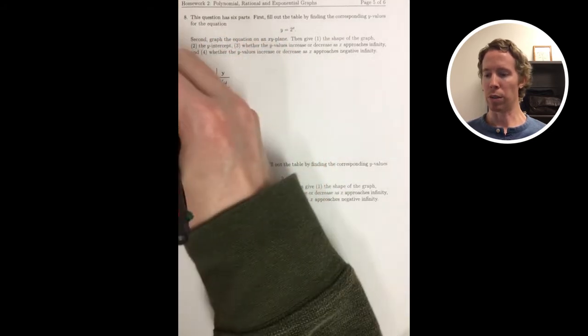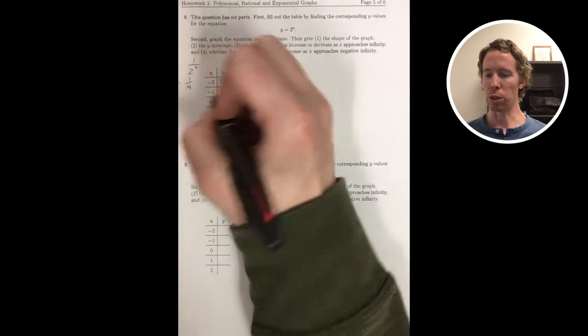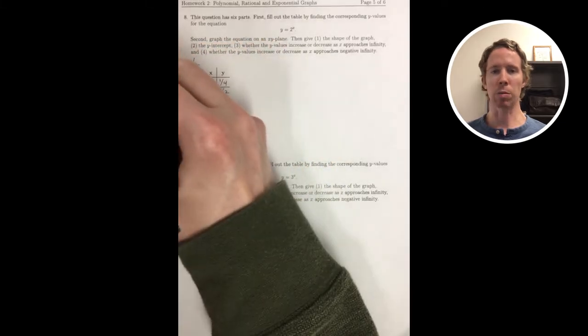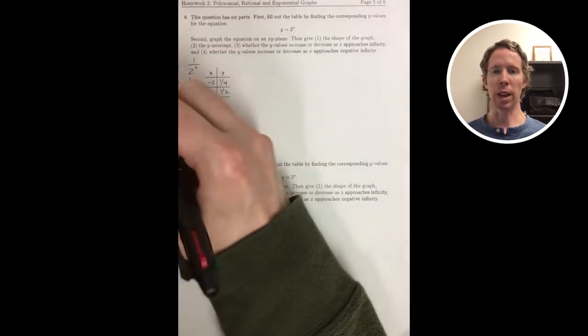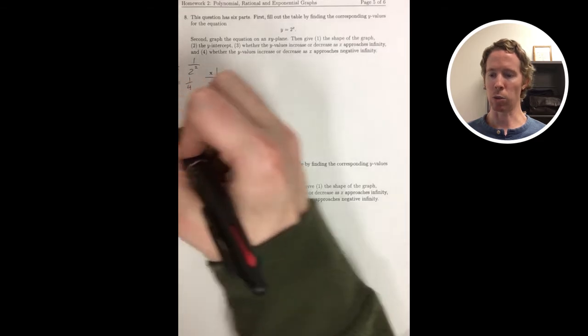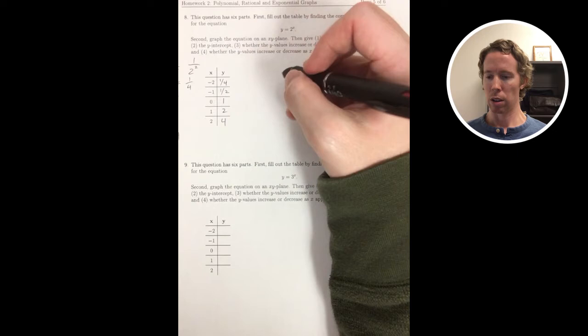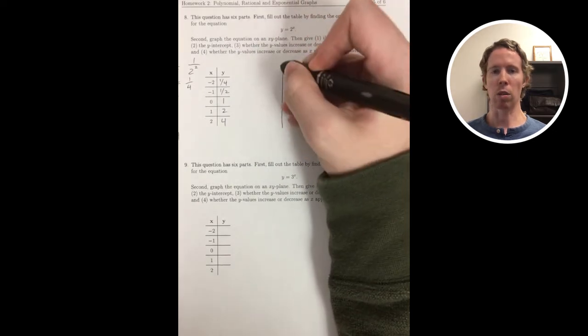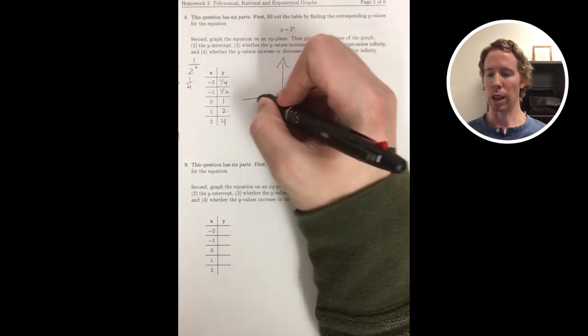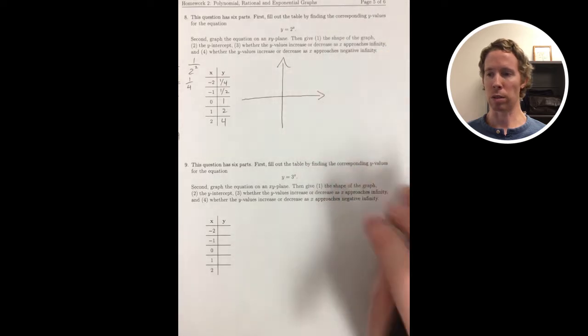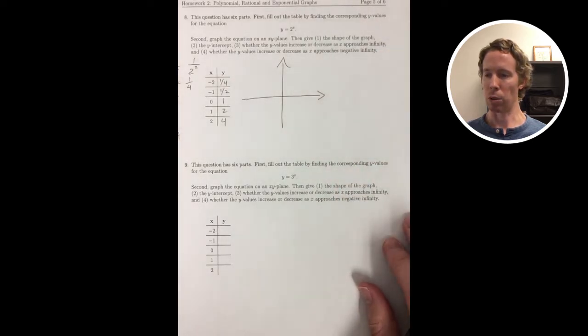2 to the negative 2 gives us 1 over 2 squared. Remember that negative exponent means move it down into the denominator. So that's why it's 1 over 2 squared. That's how we get that 1/4. 2 to the negative 1 gives us 1 over 2. Anything to the 0 power gives us 1, and so on. So we can fill out that table.